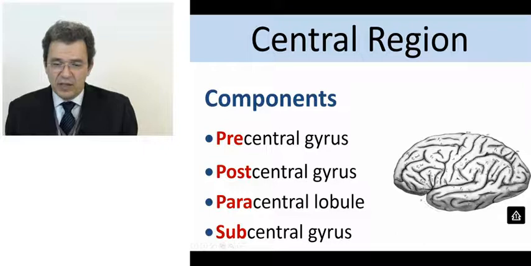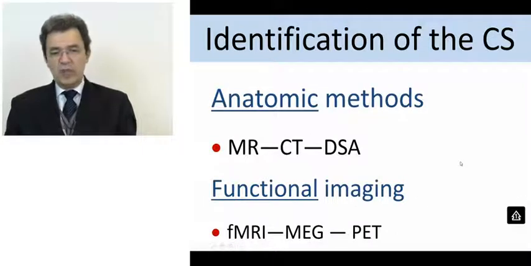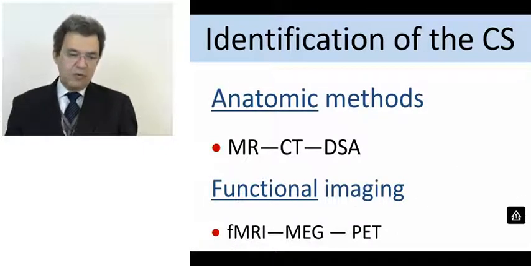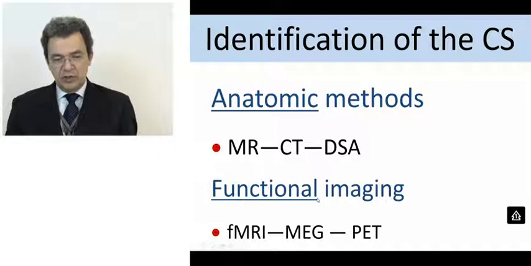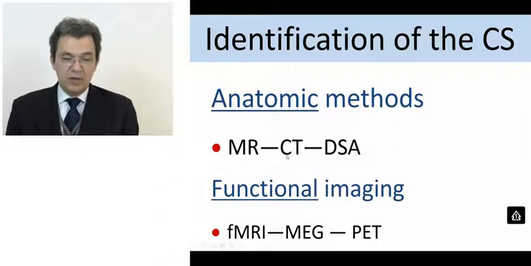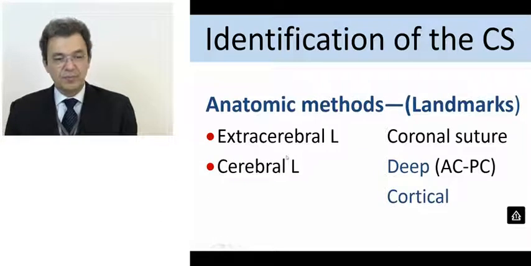And in the middle of that, you have the central sulcus. Trying to identify this has always been important. There are anatomic methods, there are functional imaging methods. We will concentrate on the anatomic methods and mainly on MR, and many of this applies also to the CT. So when talking about anatomic methods, we can subdivide them into methods using extracerebral landmarks and those using cerebral landmarks.